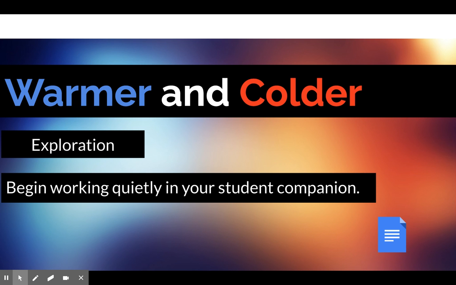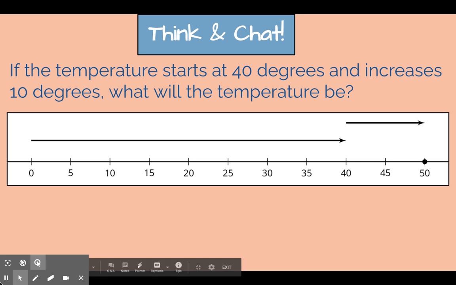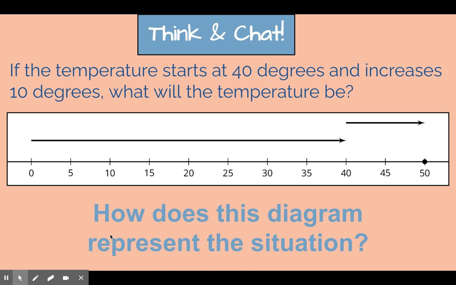So let's jump into our exploration activity, which can also be found in your student companion, and it is entitled Warmer and Colder. We're going to begin working quietly in your student companion. It says, if the temperature starts at 40 degrees and increases 10 degrees, what will the temperature be? And how does this diagram represent the situation?